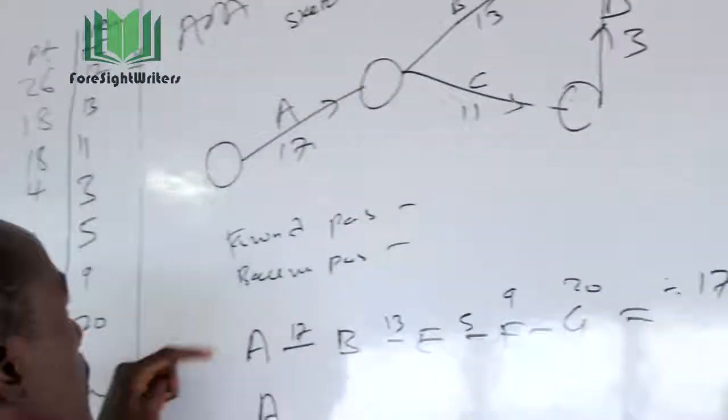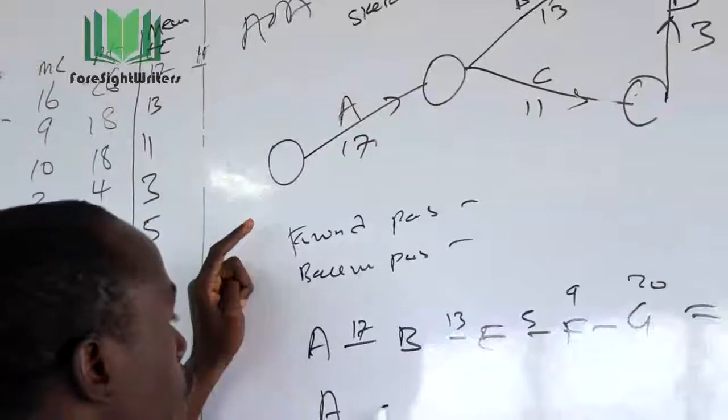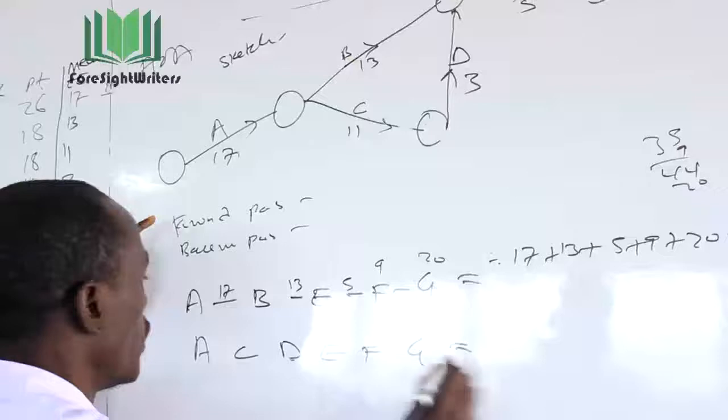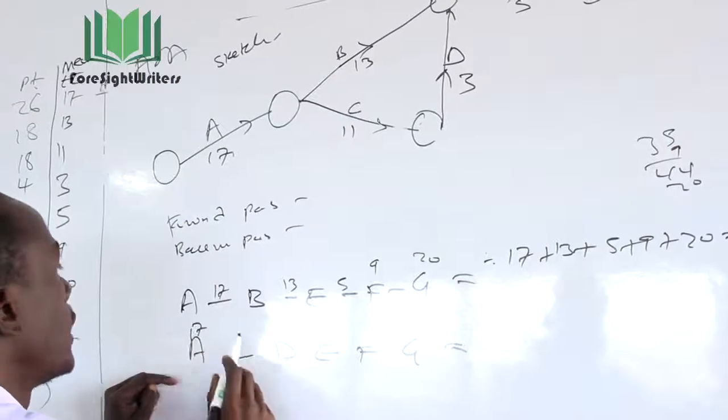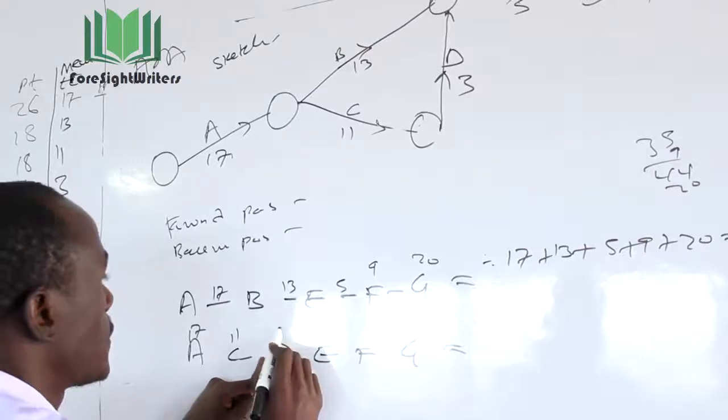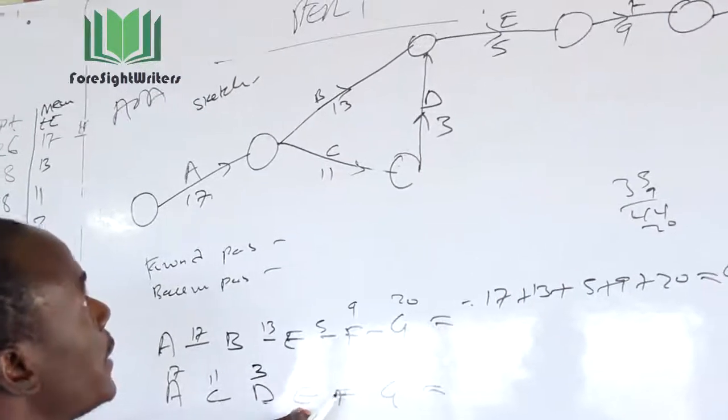So it's A. After A, I go to C. Then I go to D, I go to E, I go to F, I go to G. So A is given to be 3, E is given to be 5, F is given to be 9, G is given to be 20.